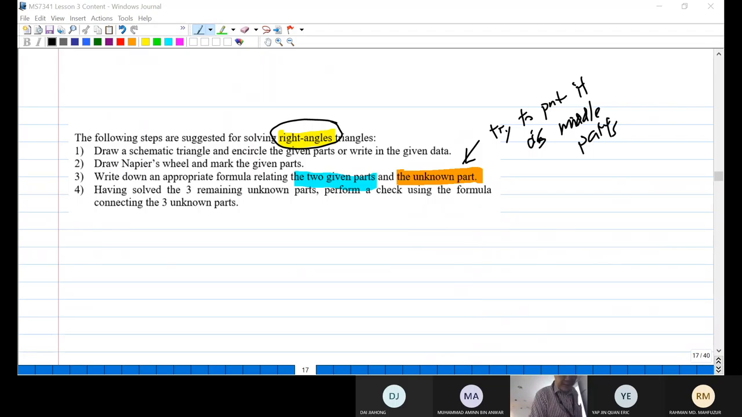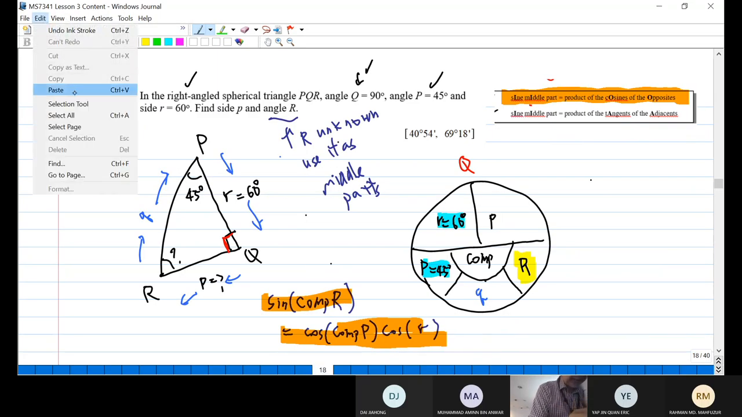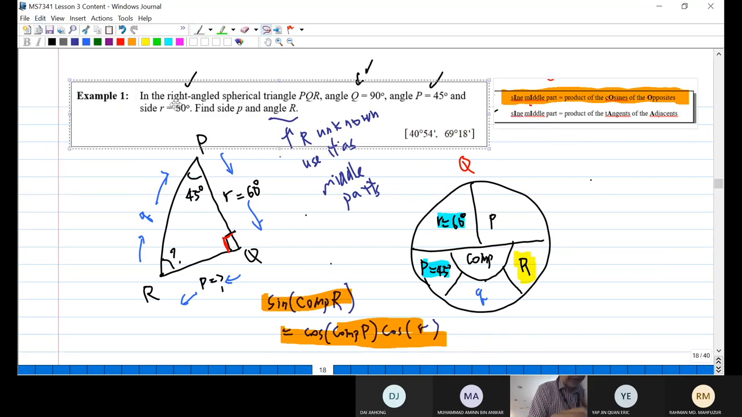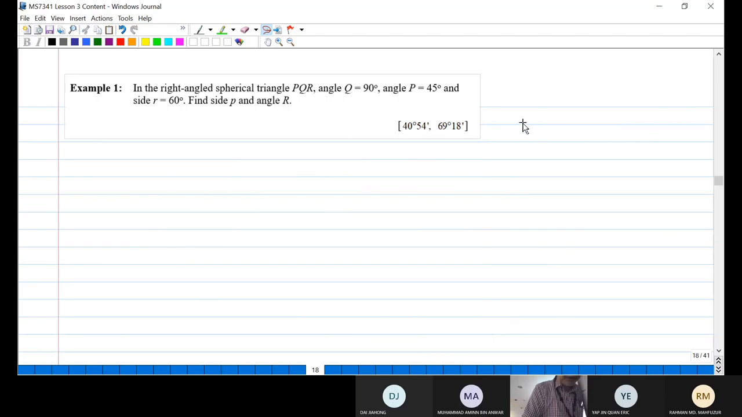So let's start with the first example. Yeah, start from here. So in a right angle spherical triangle, remember this is always a right angle triangle. 90 degrees, right? PQR. So in your PQR, where is the 90 degrees? 90 degrees at Q. So we can draw a triangle now. You try to draw a curved triangle, so no more straight lines really. They are great circles.